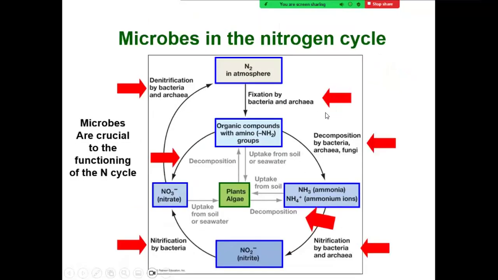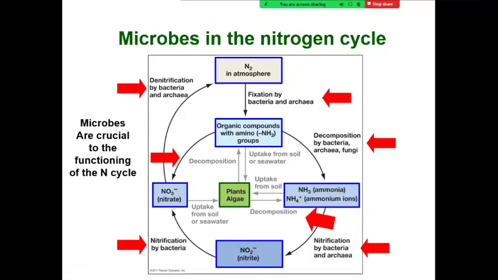Wherever we have a red arrow, this step in the nitrogen cycle is occurring because of a microbe changing the nitrogen from this form to this form. So microbes, as you can see, are responsible for most of the steps in the nitrogen cycle. There are only a few steps, like this to that, and that to that, which do not use microbes.